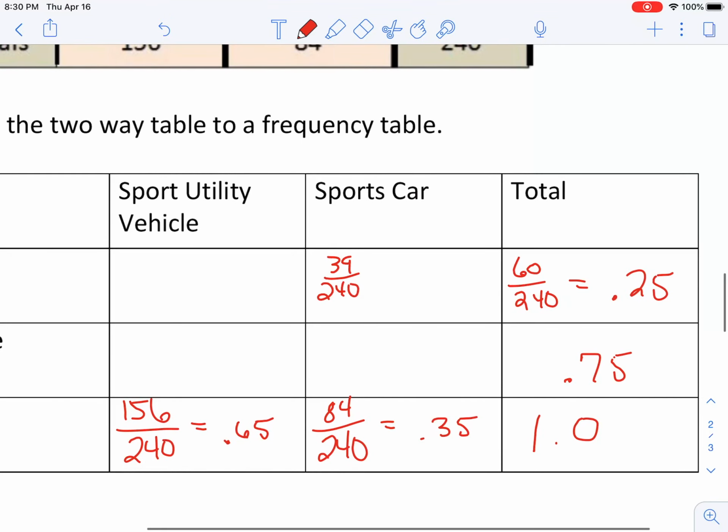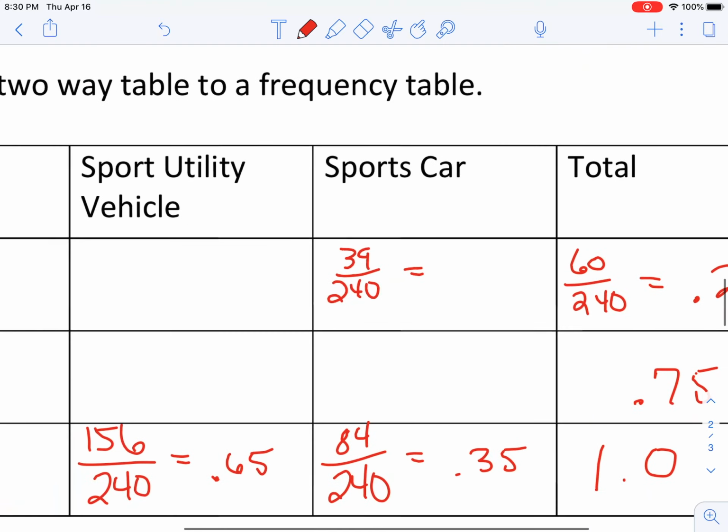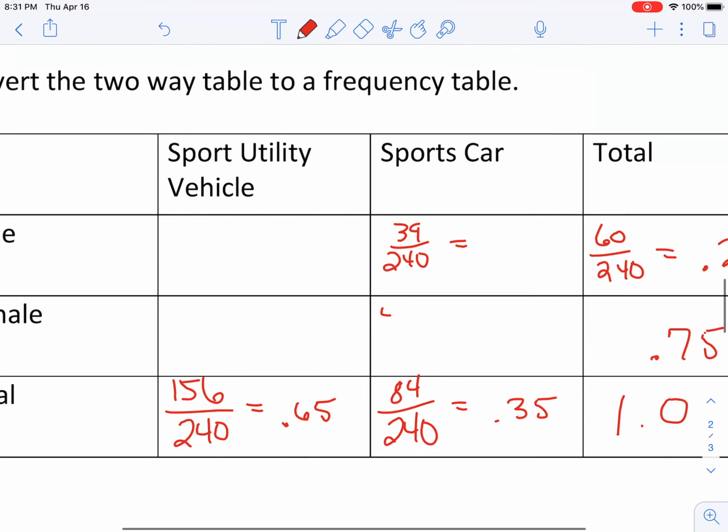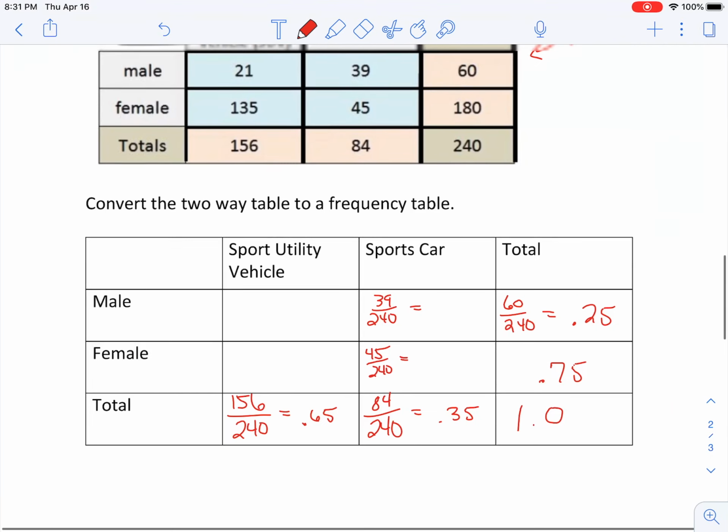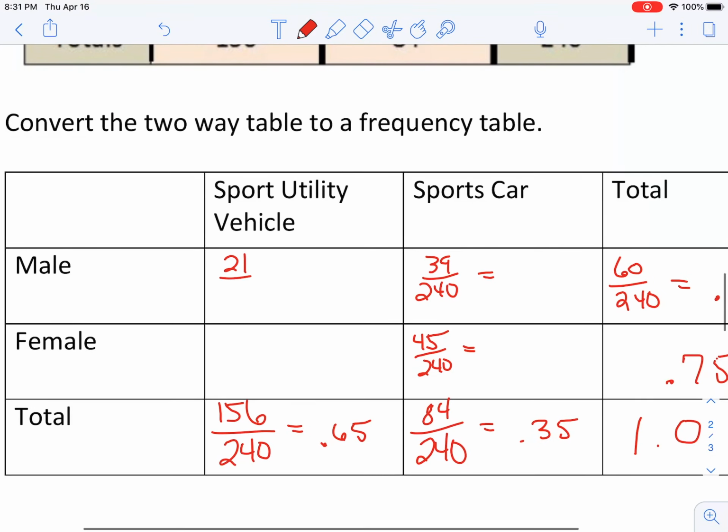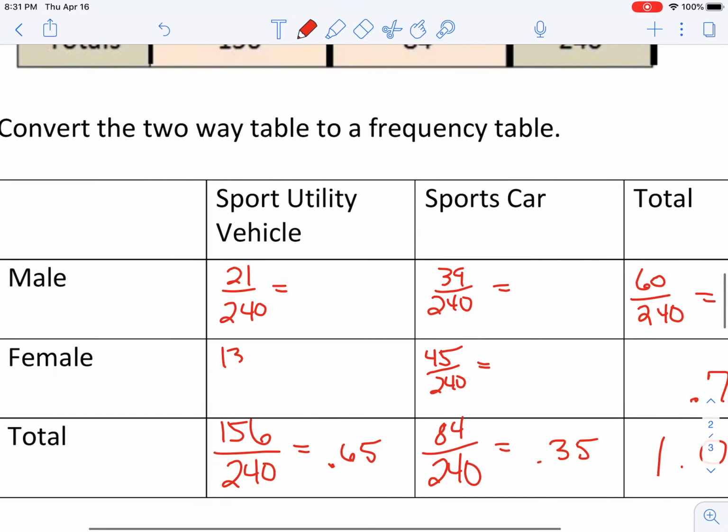Sports car is 39 out of 240. This for males, 45 out of 240 for females, 21 out of 240 for SUVs, and 135 out of 240. All right, so let's use our calculator to go through those.